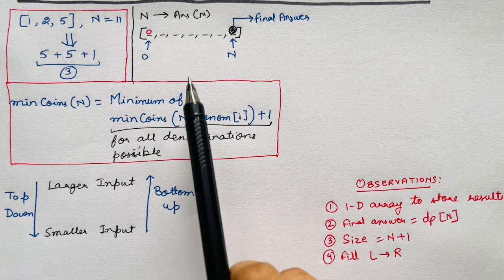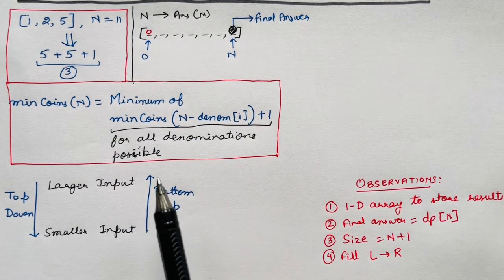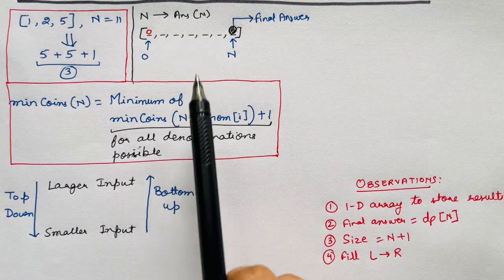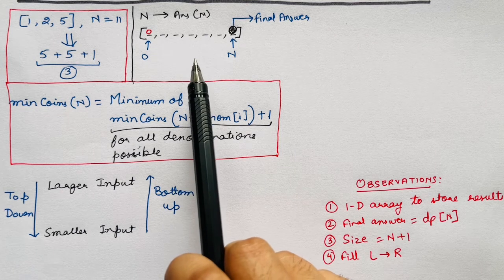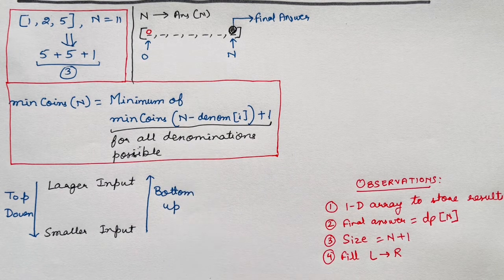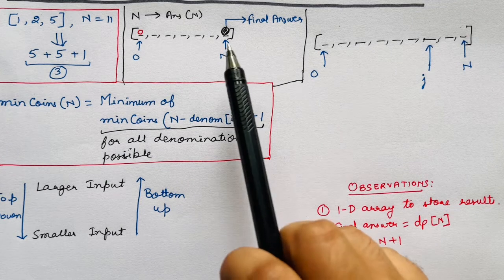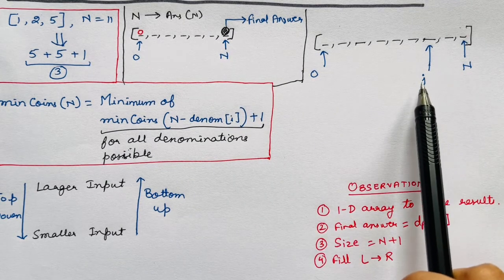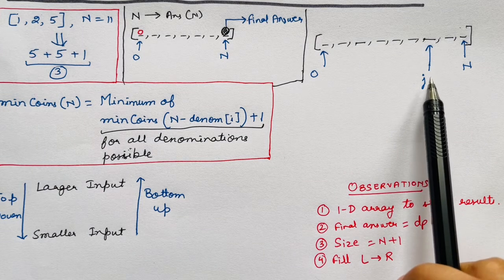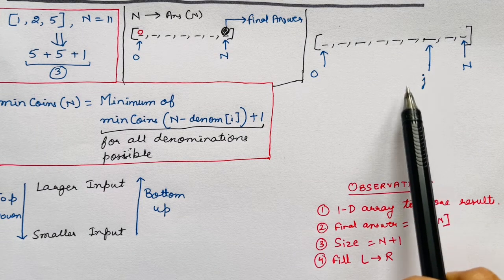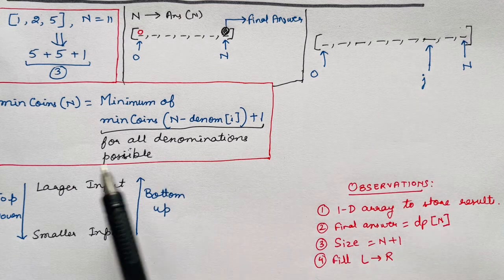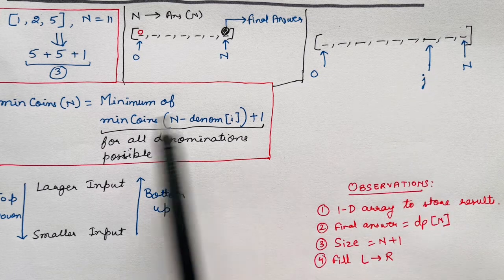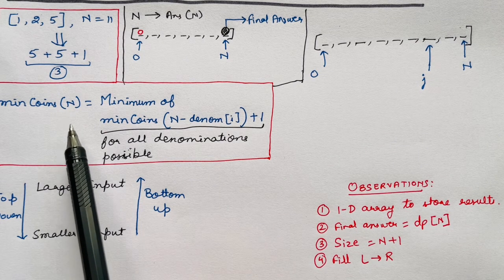Now we need to fill the remaining array. How will we fill the remaining array? Let us consider any particular element. Let us say that we want to fill the value at any index j. I have represented this array here for better viewing. Now we want to fill the value for index j. That means our target amount is j. So let us see how can we use this recursive relation to fill the value at index j. This j corresponds to n here in the recursive relation.